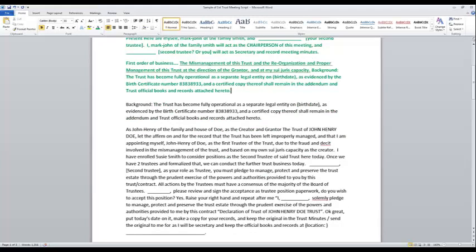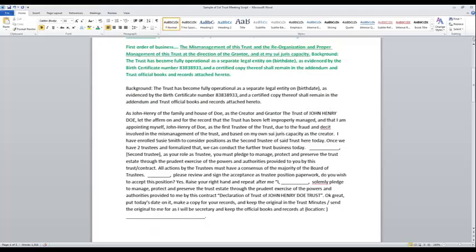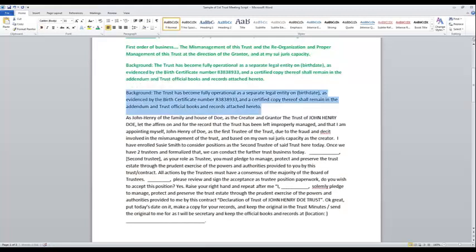Background. The trust has become fully operational as a separate legal entity. Did we copy that already? Okay, that's a duplicate. We already said that in the previous, look, we're saying this twice. I'm going to update the file here.